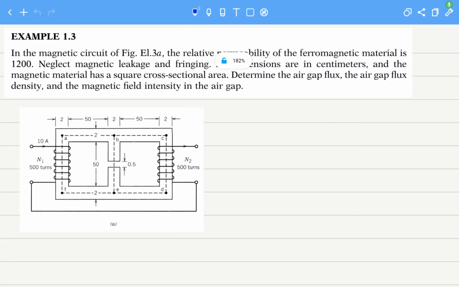Dear students, this is our third example, example 1.3 from the textbook, the textbook that I have also uploaded on the Blackboard, Principles of Electric Machines and Power Electronics by Sen. In this example, it is showing that we have a magnetic circuit, and the relative permeability of the ferromagnetic material they have given, that is mu r equals 1200.